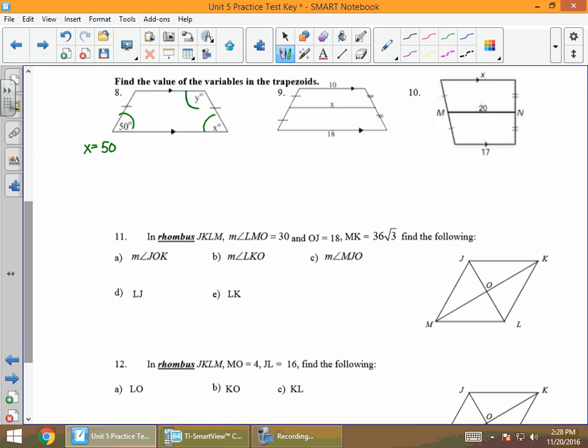And then y is a same side interior angle to x. So since it's same side interior, it means that it is supplementary. So that means my x value plus my y value has to be 180, because same side interior supplementary. Subtract 50, and y is equal to 130.